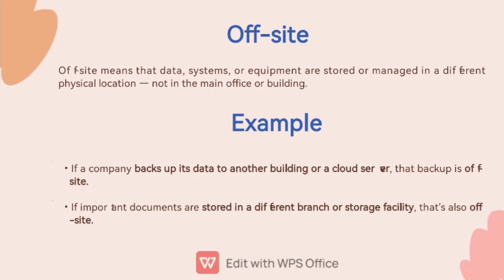Offsite means that the data, system, or equipment is stored or managed in a different physical location, so it isn't in the main office or building. For example, if a company backs up its data to another building or a cloud server, that backup is offsite. If important documents are stored in a different branch or storage facility, that's also offsite.